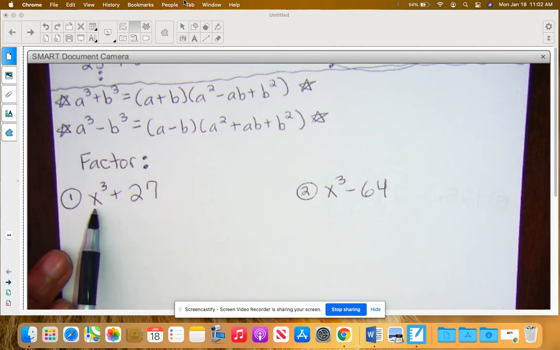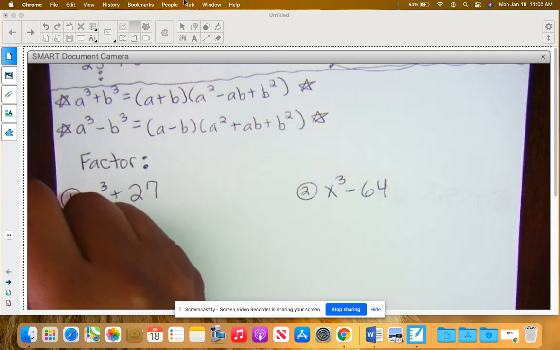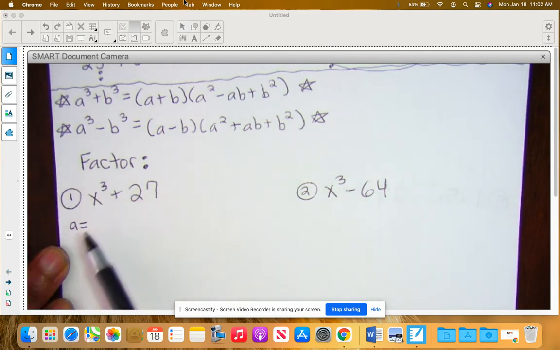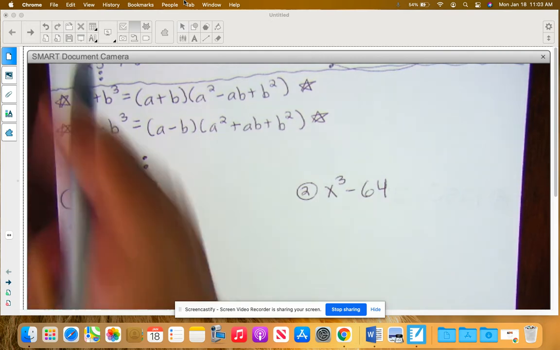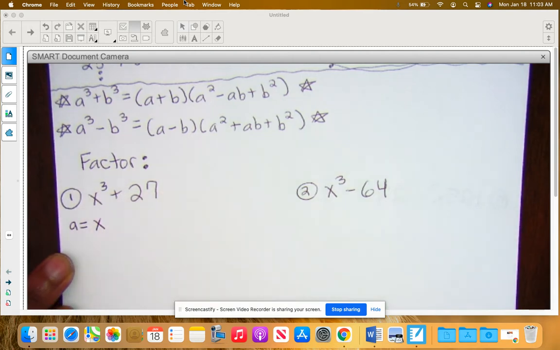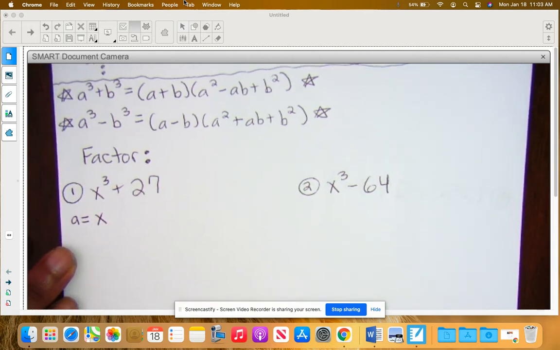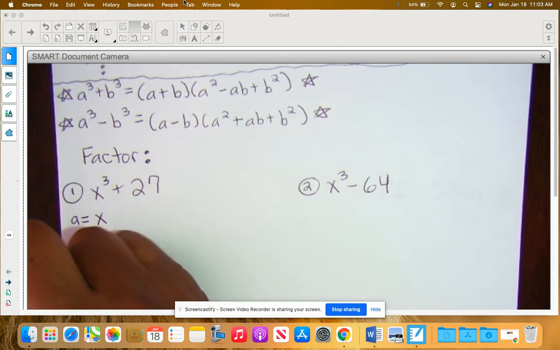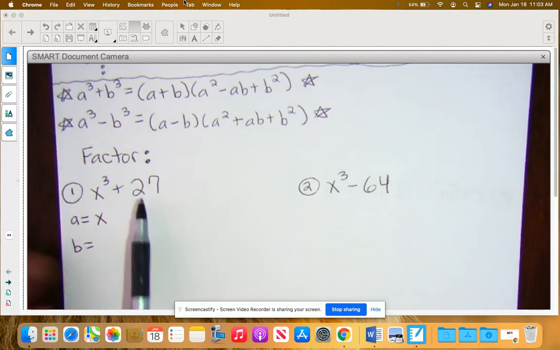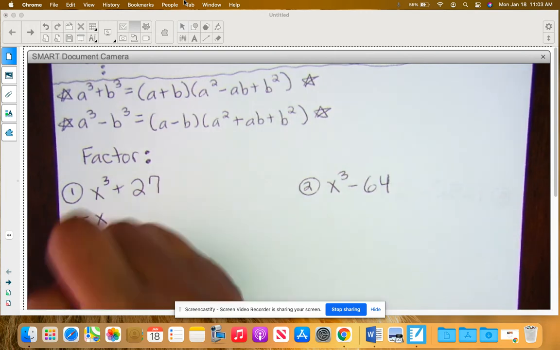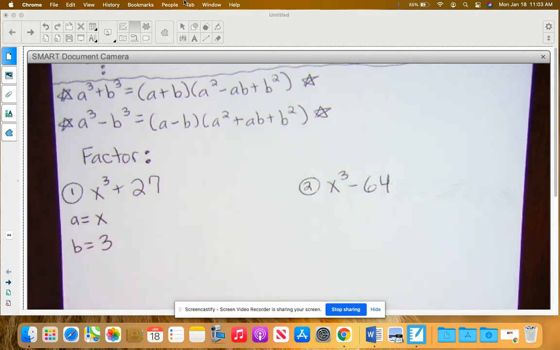If I find the cube root of x to the third, we're going to label that a. Something times something times something gives me x to the third. That is x. So the cube root of x to the third is x. Now I'm looking for the cube root of 27. Something times something times something. It's got to be the same number. What is going to give me 27? That number is 3. How do I know that? Because 3 times 3 times 3 is 27, or you can use your calculator to help you with that.